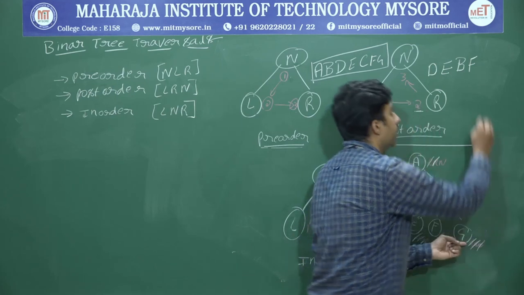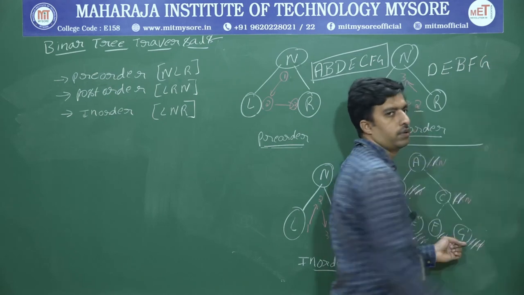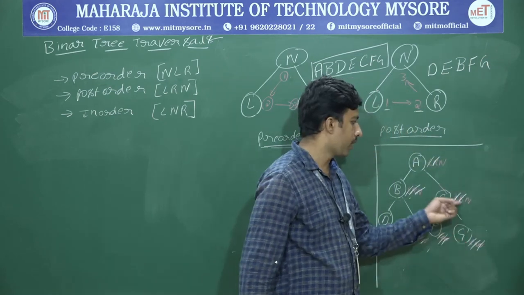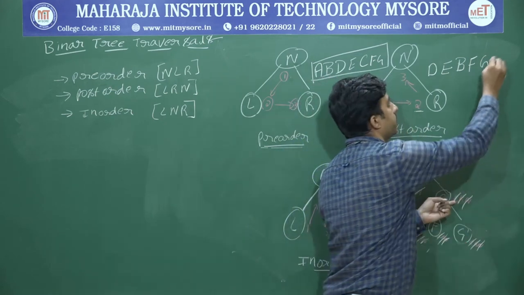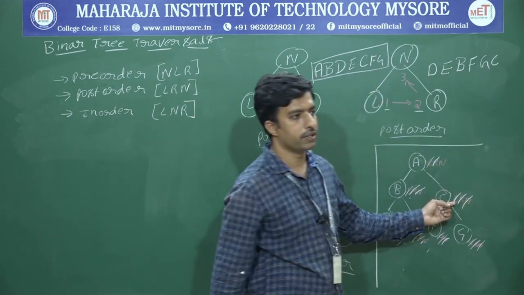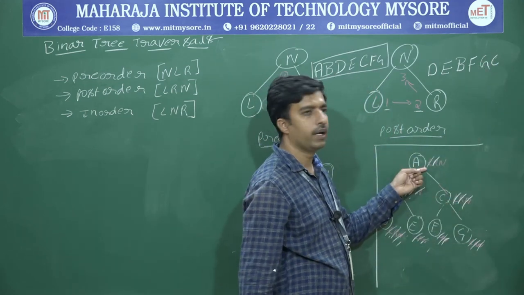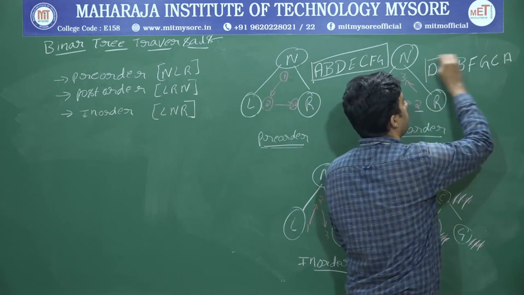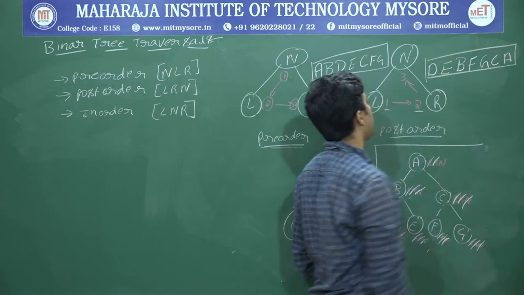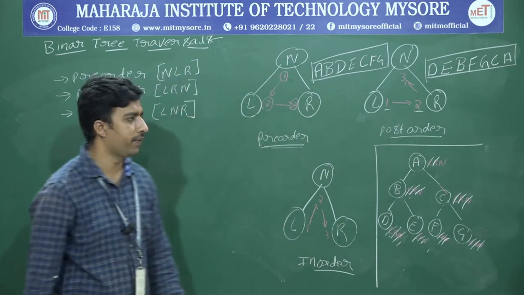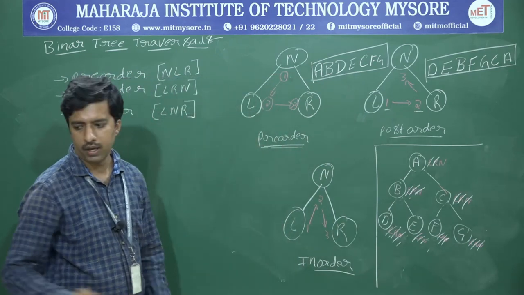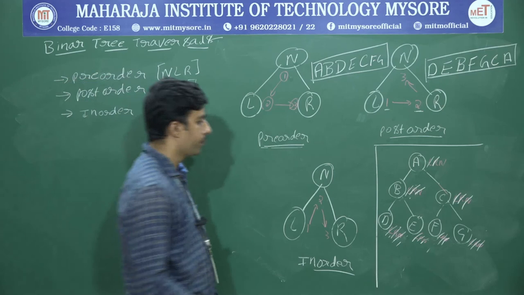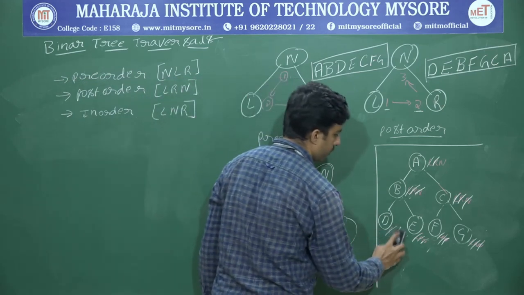Node encounter, yes, it returns with G, goes back, node encountered, yes, returns with C. Okay, now encounter with node A. This is the post order traversing of the tree, okay. Last one, that is pre-order.